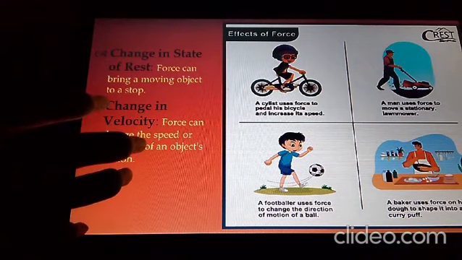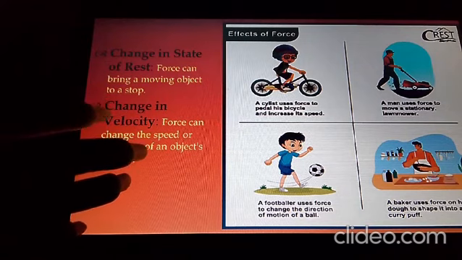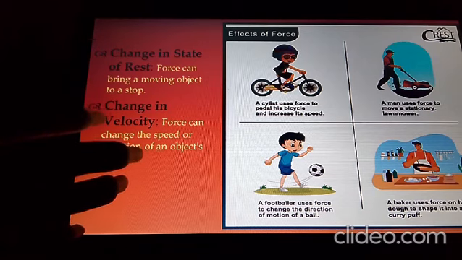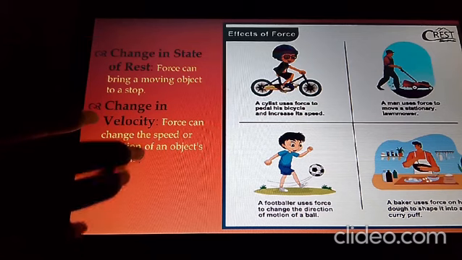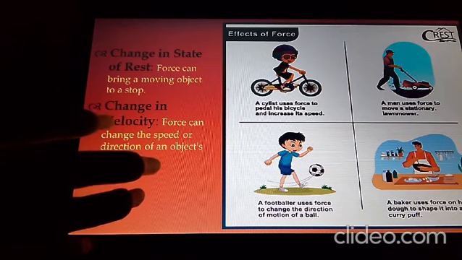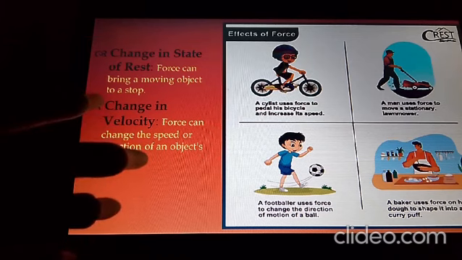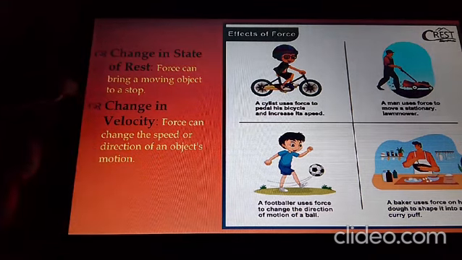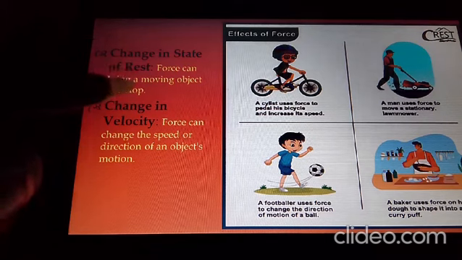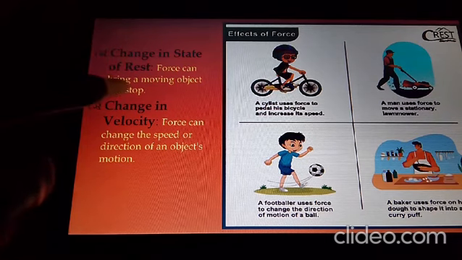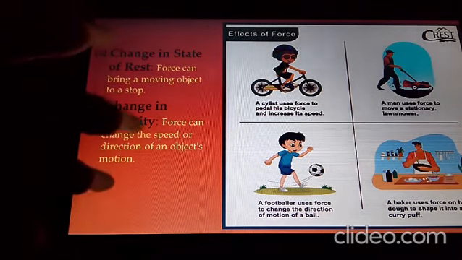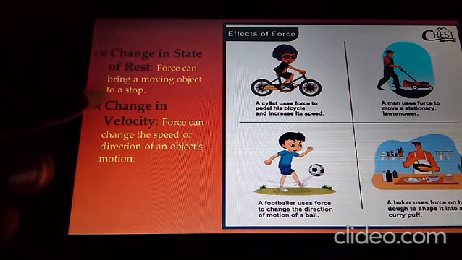Now look at the four images. These images show how the force brings different types of effects. The first one is a cyclist uses force to pedal his bicycle and increase the speed. In the second one, a man used the force to move a stationary lawn mower. The third one is a footballer uses force to change the direction of the motion of a ball. And the last one is a baker uses force to change the shape of dough into a curry puff.